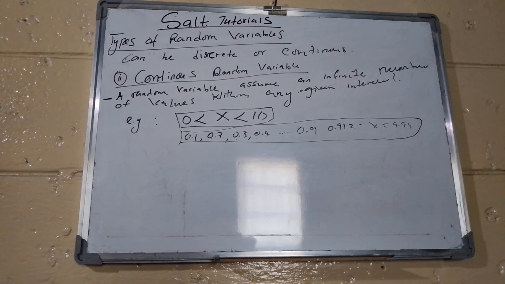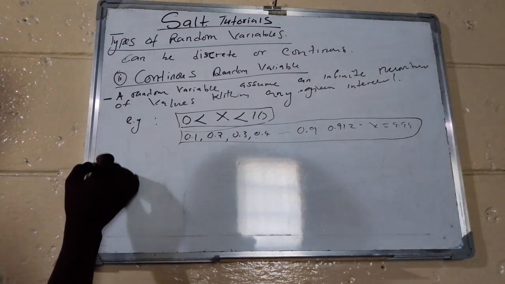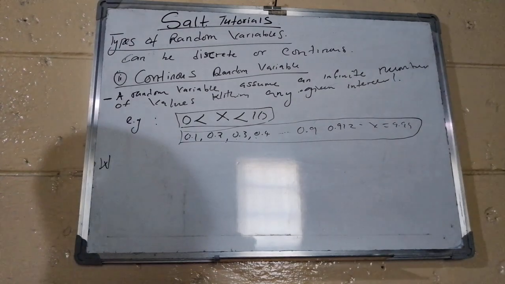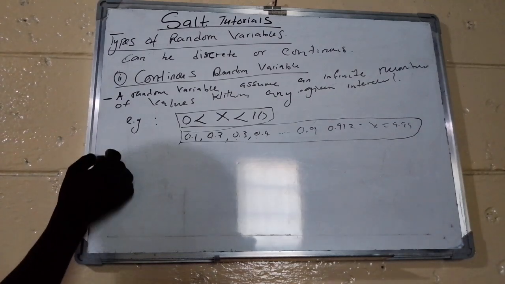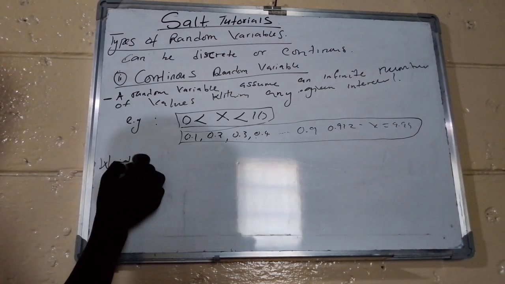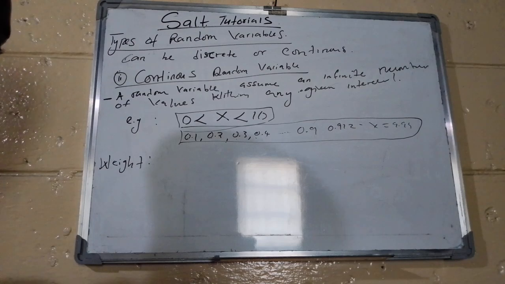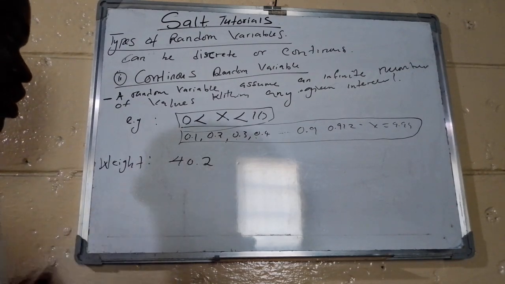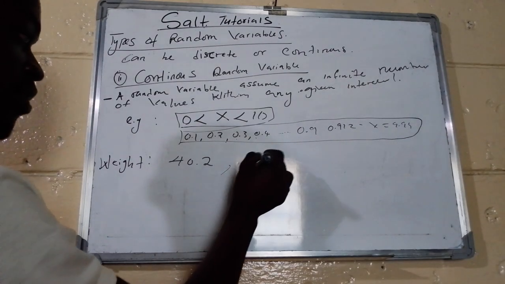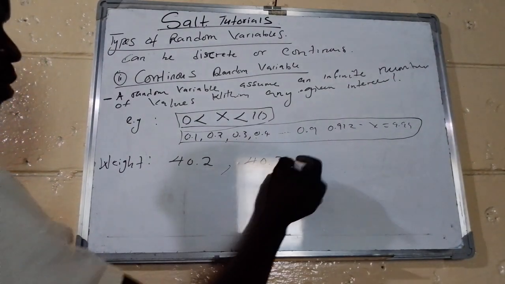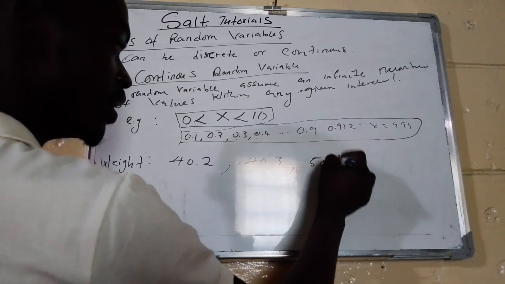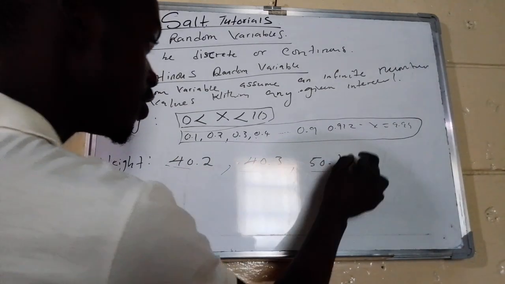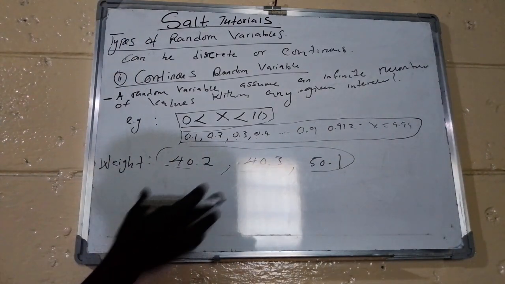For example, you can talk about the weight of students taking a statistics class. If I look at the weight of all the students there, you find that there are people weighing maybe 40.2 kgs, people weighing 40.3, people weighing maybe 50.1. So all these can be regarded as a continuous case. They are all falling under a certain interval.